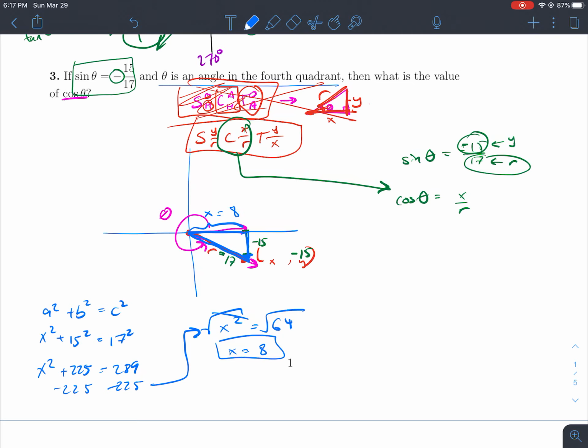Now, that side length is 8, but when we plug it in as a coordinate, we have to think, well, should it be positive or negative 8? Well, because we moved to the right on the x-axis, positive 8 was the correct choice. So it looks like our cosine will be 8 for x, 17 for r. So cosine of theta is 8 over 17.